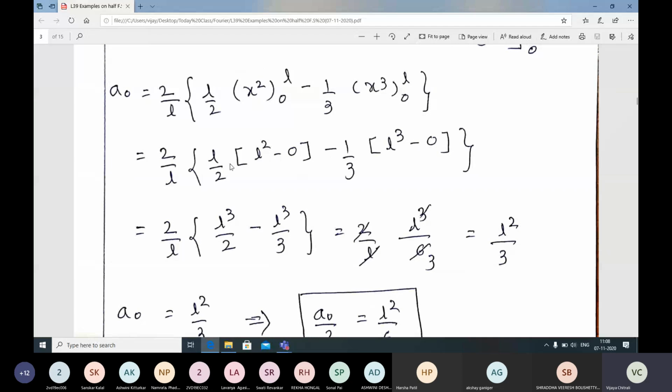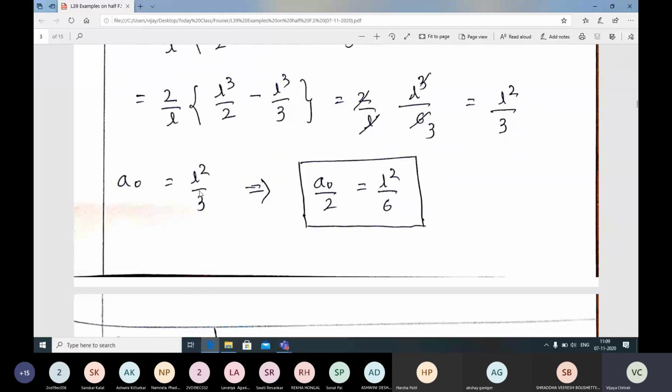Now simplify. This L square into L by 2 is L cube by 2, and this minus is as it is, 1 by 3 L cube is L cube by 3. Now take LCM and simplify. You will get 2 by L as it is, and taking LCM 6, we have 3L cube minus 2L cube, which is L cube, so L cube by 6. Two ones are two, two threes are six. So L cancels with this L cube. Left is L square by 3. So a naught is L square by 3.